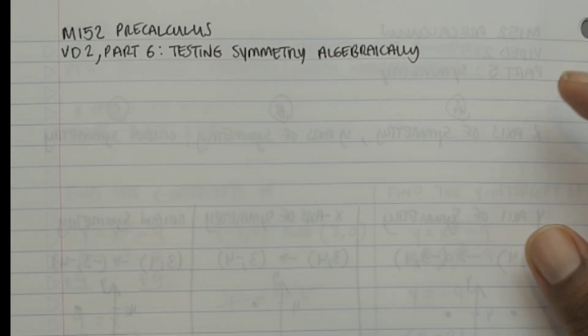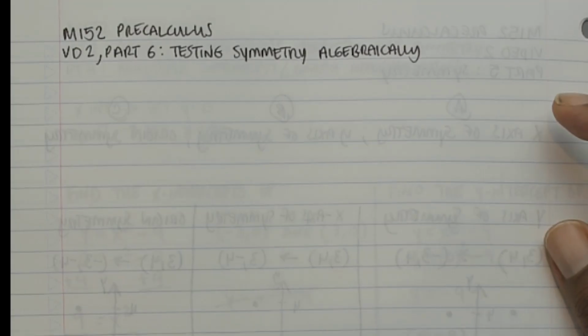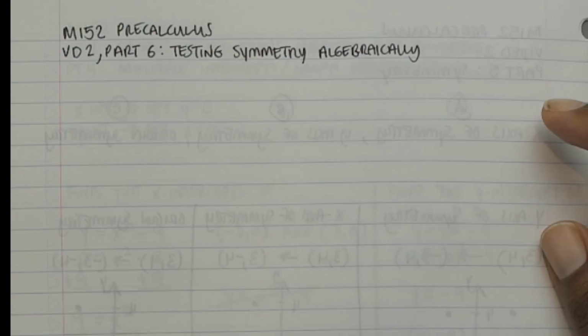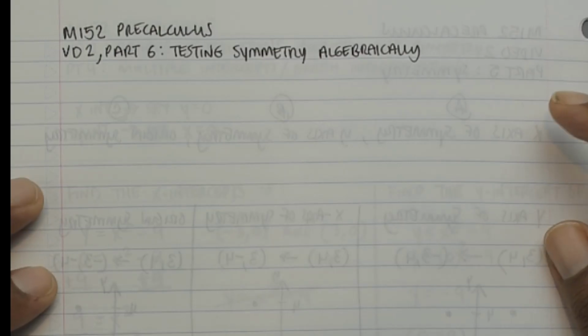Hello again. In our last video, we introduced three types of symmetry: y-axis symmetry, x-axis symmetry, and origin symmetry. Now we're going to determine symmetry algebraically instead of relying on a picture. We will use the equation itself. So we're going to test for symmetry with respect to the y-axis, x-axis, and origin.